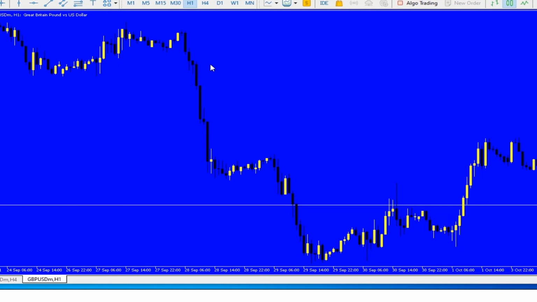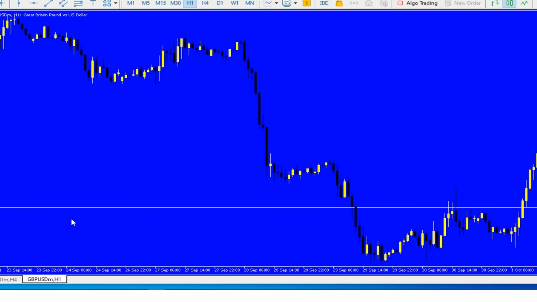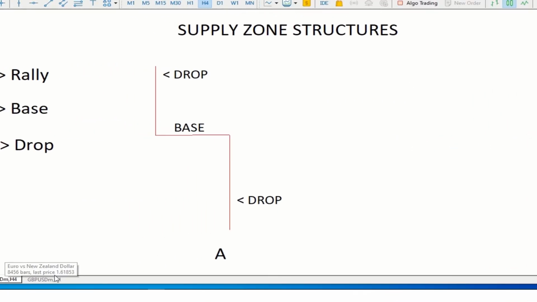We also have a typical case study here. This momentum swing low is our drop formation. Then we have our supply level here. After that, we have another drop formation. So drop, base, drop. Now let's get to the second example of supply zone structure.